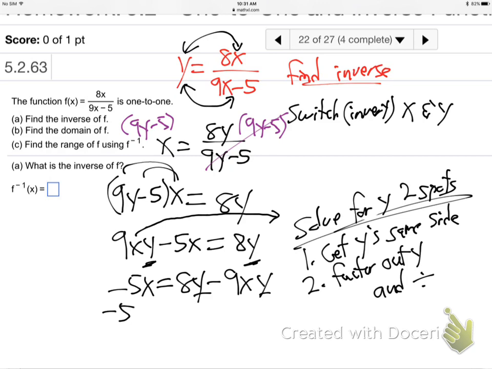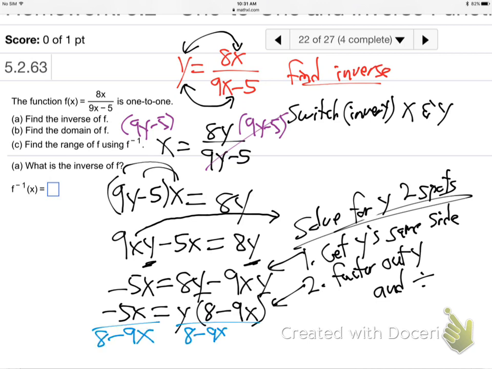Next step, so that was step 1. Next step, factor out that y. I don't care about factoring other numbers, if there are other numbers in common, I don't care. I'm just focused on the y. Factor out the y, like that. That's step 2. Factor out the y and then divide. Just divide by that 8 minus 9x. And that does it. See how that isolates the y?